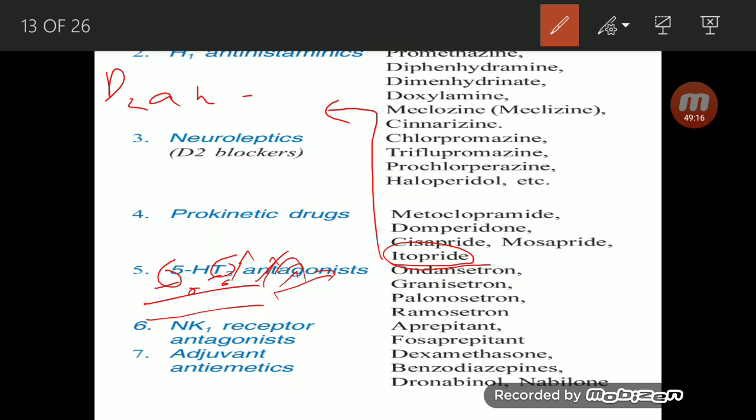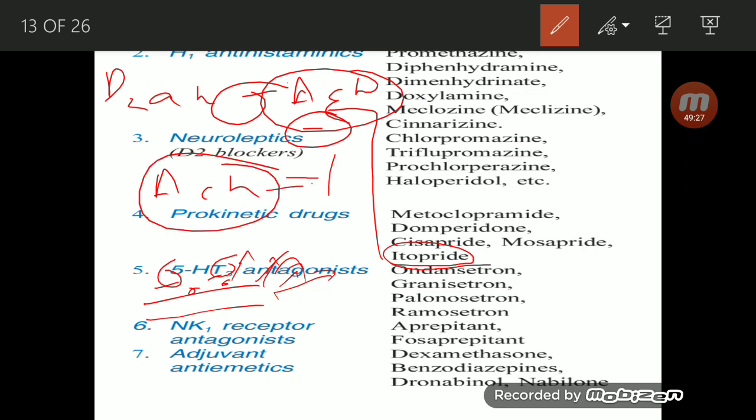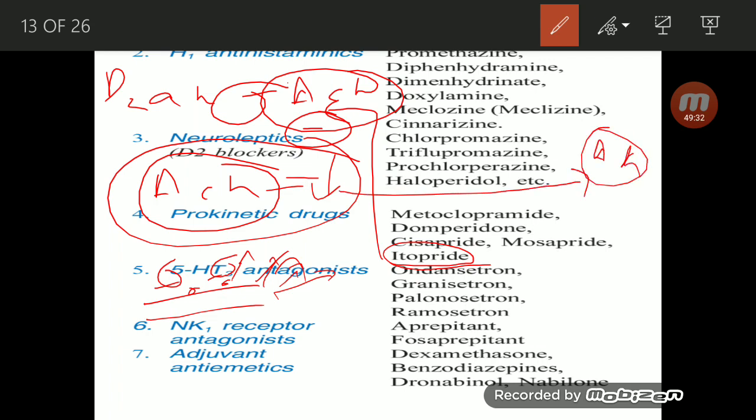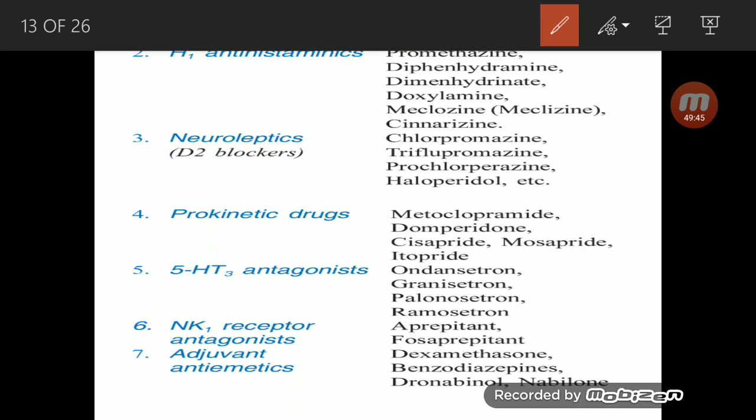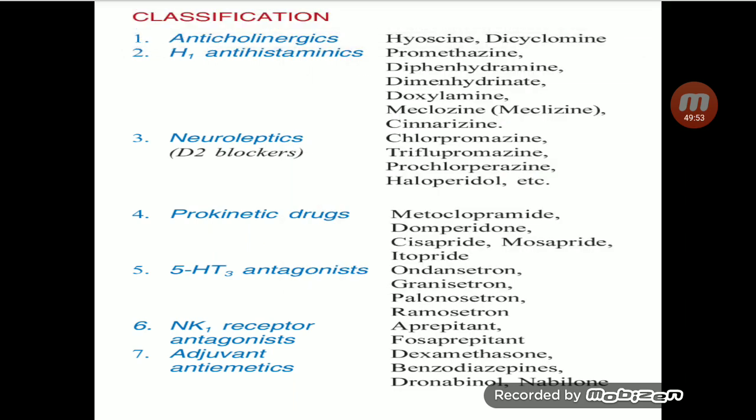It blocks acetylcholinesterase. Since it is blocking acetylcholinesterase, the breakdown of acetylcholine will be reduced. If acetylcholine degradation is reduced, acetylcholine will be present for a longer duration of time, so it can show its action for a longer time. Thereby the motility or peristaltic movement of your GI tract will be increased for a very long duration. And it does not promote any QT prolongation. It does not produce any arrhythmias, that is itopride.